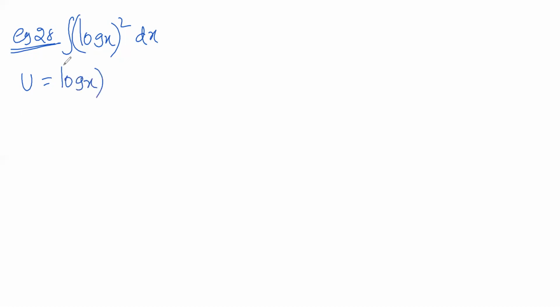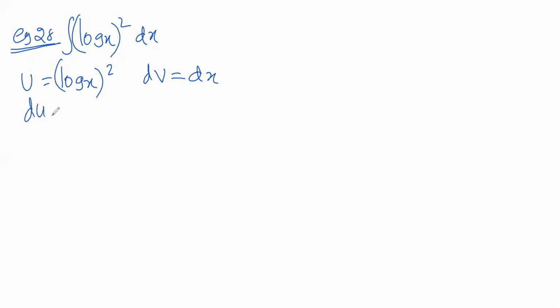Example 28. Integral of log x, the whole square, into dx. It consists of only one term, log x the whole square alone. So without any choice, we are taking u is equal to log x the whole square. And the other term we are taking, dv, is equal to dx. Here we are using the integration by parts formula, right?